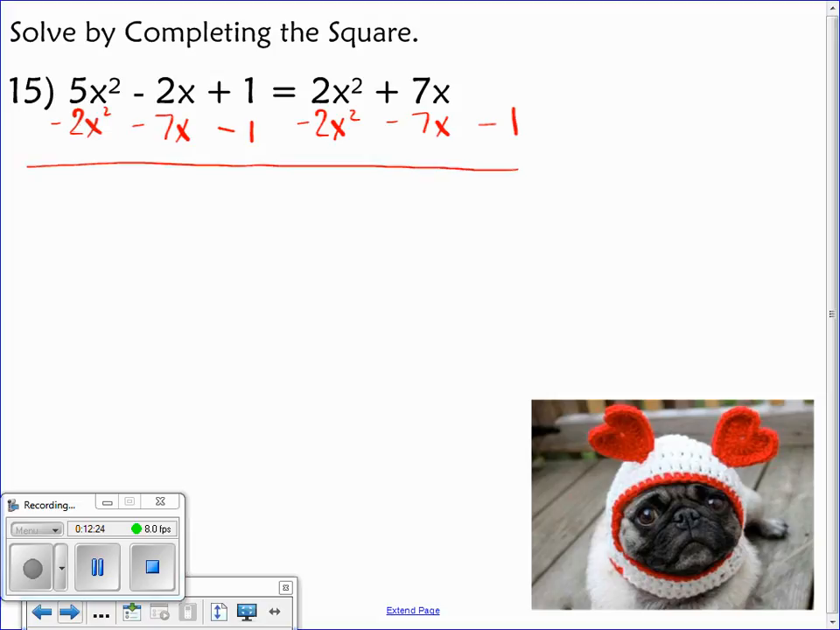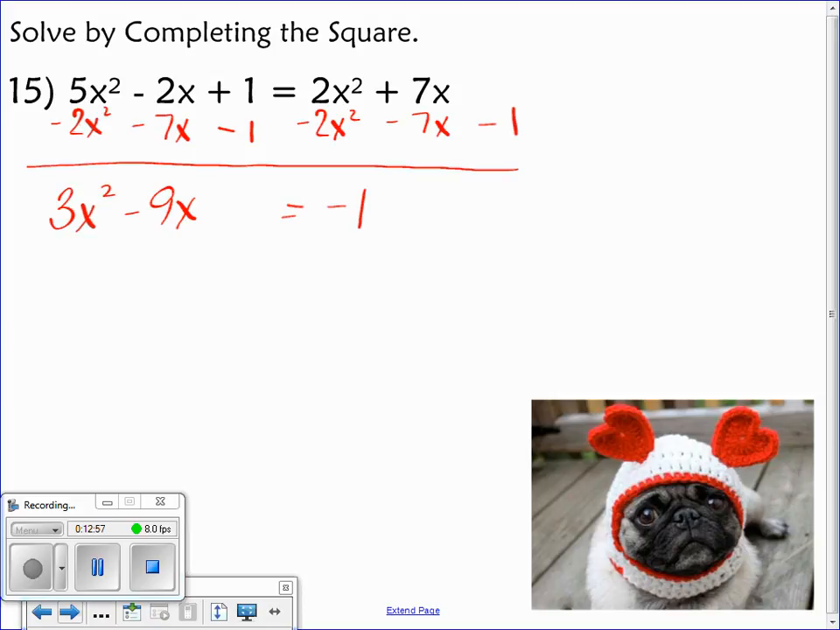If you like to do this in multiple steps, be my guest. I'm lazy. I don't want to. I'll do it all at once. So we get 3x squared minus 9x equals negative 1. All right, you're moving all the x's to one side, the c value, your non-x's to the other. So it looked insane from the start, but once you move things, how'd it look? Okay, not bad.